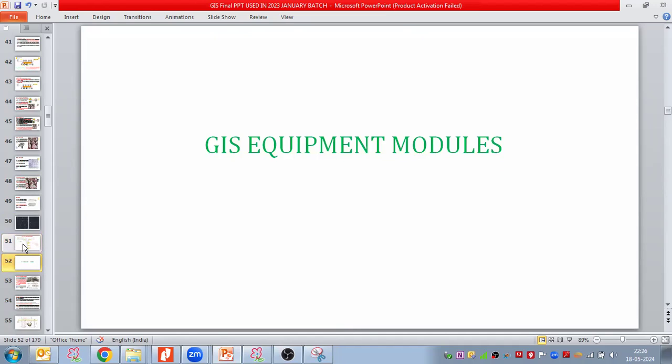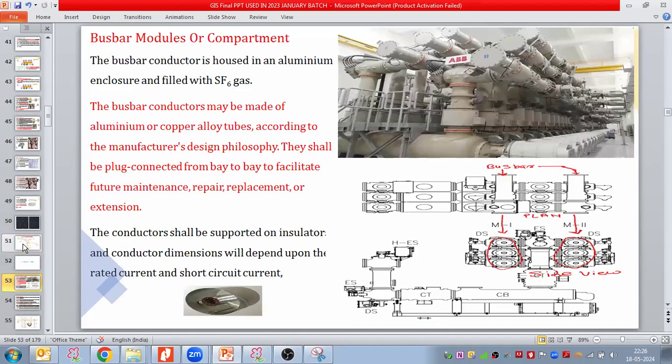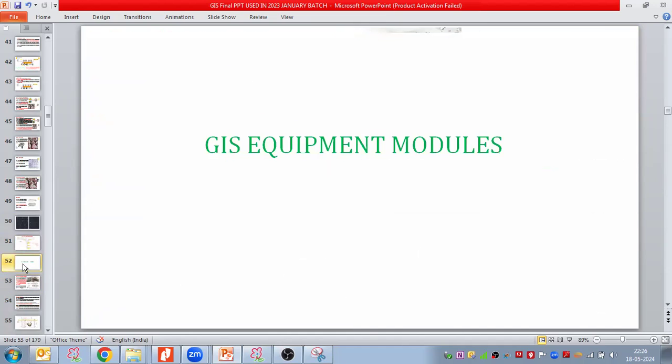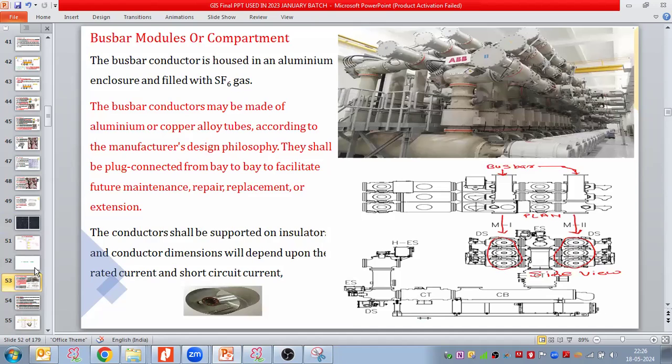So let us discuss the GIS equipment modules one by one. Should we continue or take it tomorrow? Sir, tomorrow is good, sir. Yeah, tomorrow. Okay.